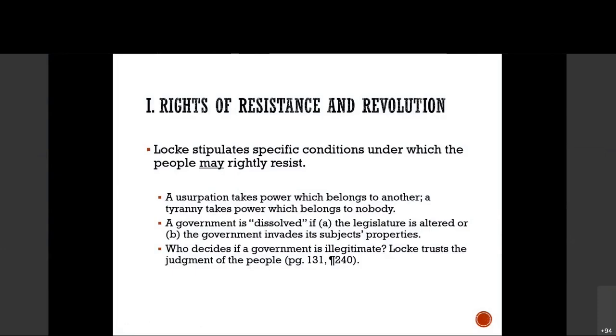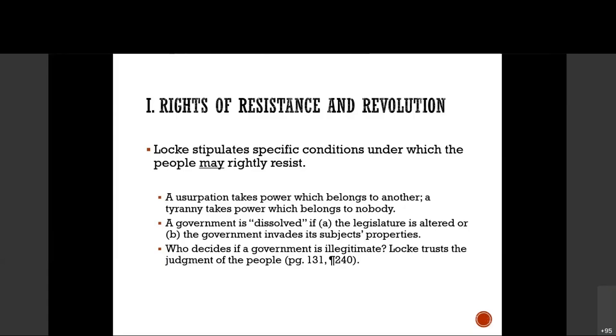Locke stipulates there are several conditions under which a people may rightly resist a despotic government, a government that is no longer really a government. How do you know when you're in that kind of situation? How do you know when it's actually all right to oppose the force of a government with force? Locke's argument is pretty straightforward.